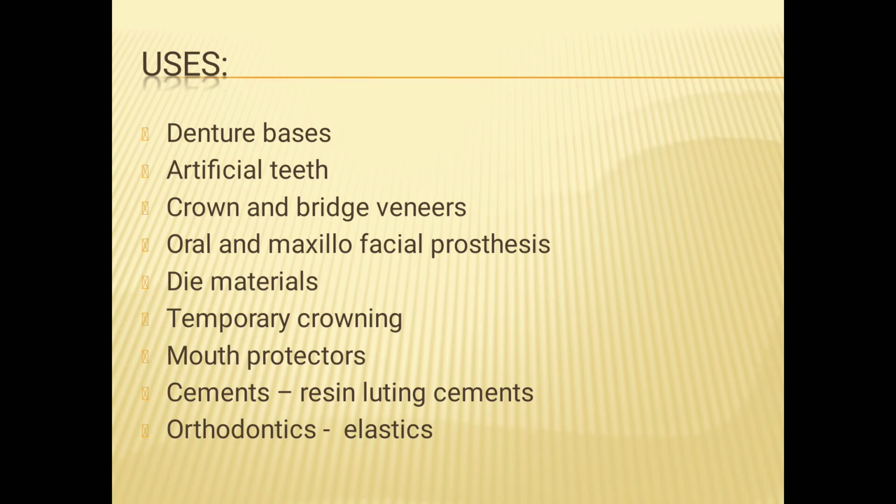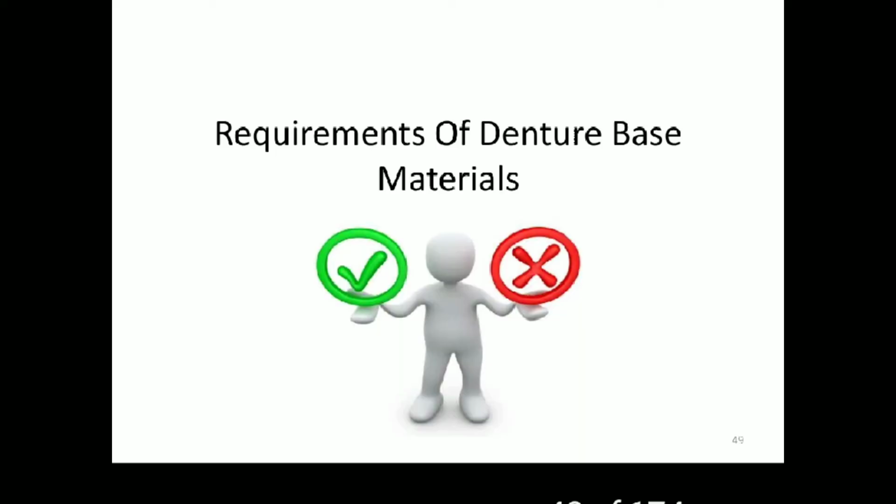Then what are the uses of these types of resins? They can be used as denture bases, as acrylic teeth, in crown and bridge veneers, as die materials, as temporary prostheses, in oral and maxillofacial prostheses, and as mouth protectors. They can be used in orthodontics as elastics. Then, what are the ideal requirements of these denture base materials?